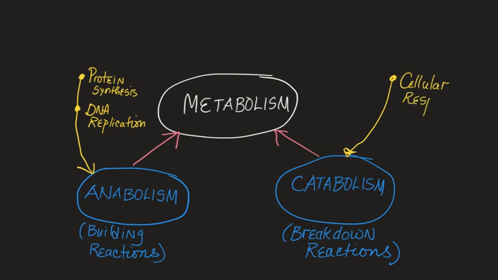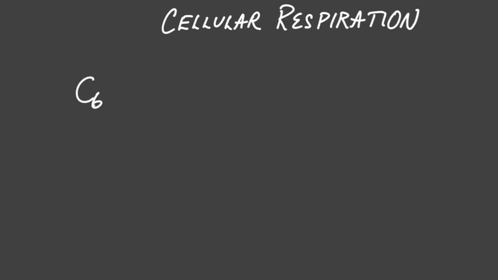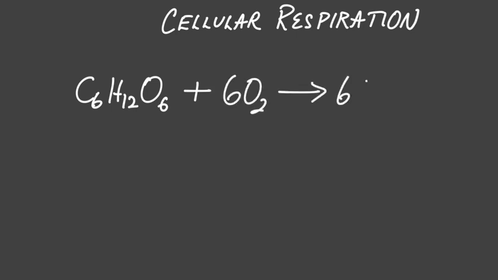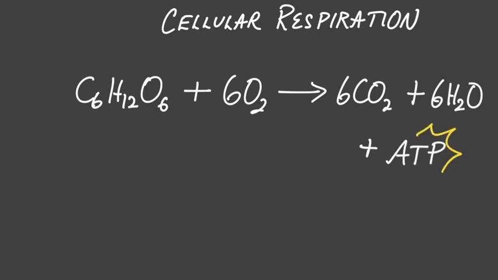So here we have the catabolic reaction, which is cellular respiration. Cellular respiration is the breakdown of glucose to provide energy in the form of ATP. The purpose of cellular respiration is to break down glucose and make ATP. In order to do this, we need to breathe in oxygen because glucose can be broken down completely only in the presence of oxygen. And the byproducts are carbon dioxide and water. Water can be used by the body, but carbon dioxide is toxic and needs to be breathed out. The most important product of cellular respiration is ATP.